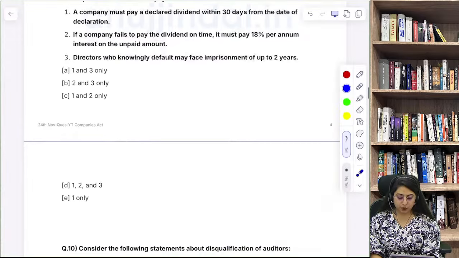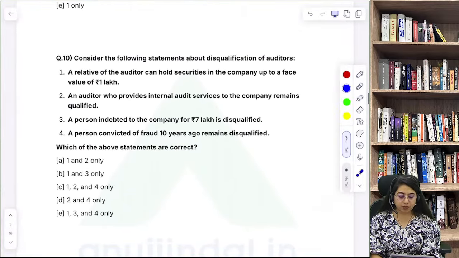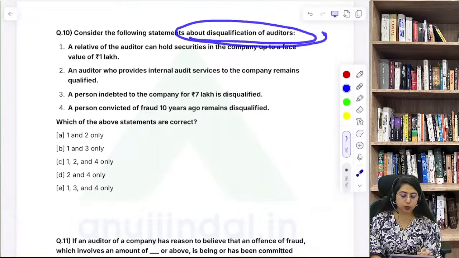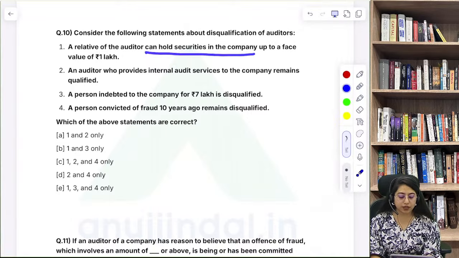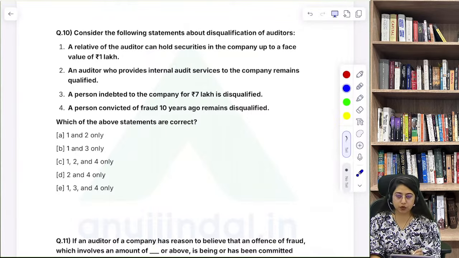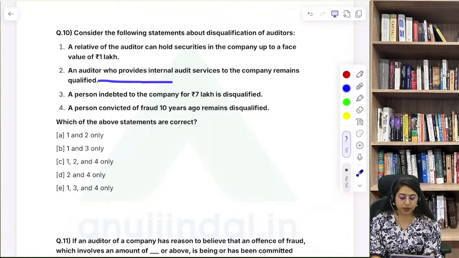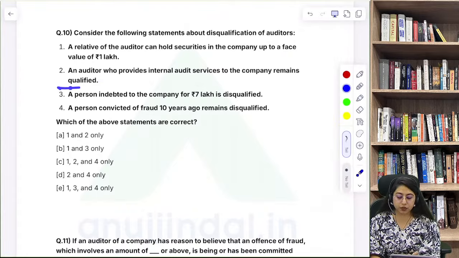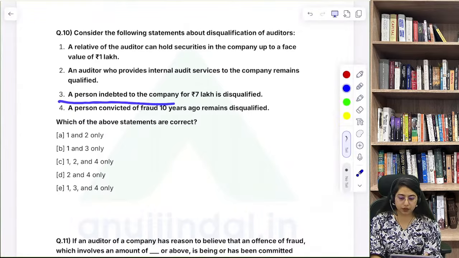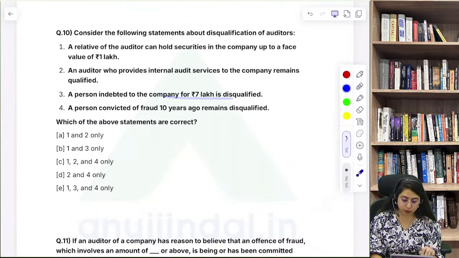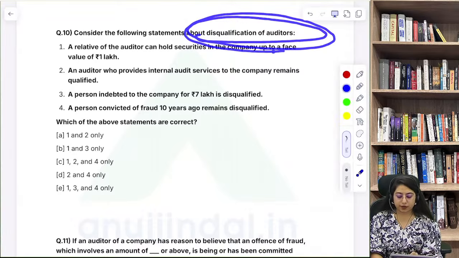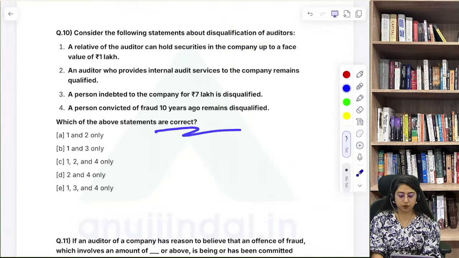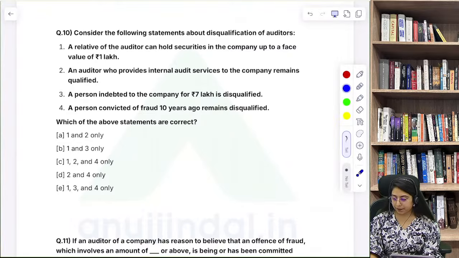Consider the following statements about the disqualification of the auditors. This question may seem tricky, so please read carefully. A relative auditor can hold securities in the company up to a face value of 1 lakh. An auditor who provides internal audit services to the company remains qualified. A person indebted to the company for 7 lakh is disqualified. A person convicted of fraud 10 years ago remains disqualified. So it's about the disqualification of auditors. You need to tell me the correct statement over here. Question number 10.